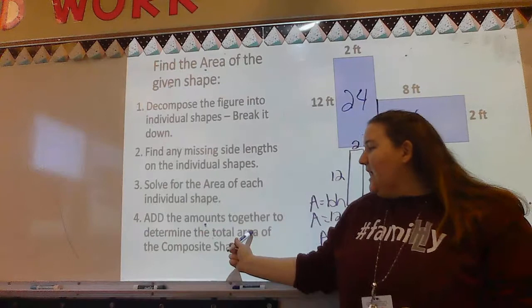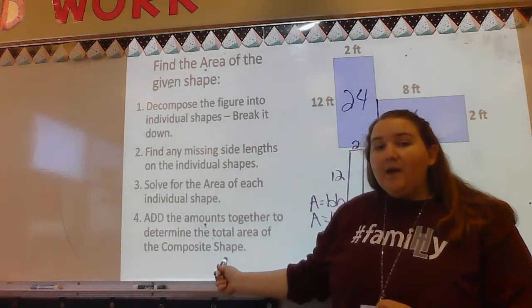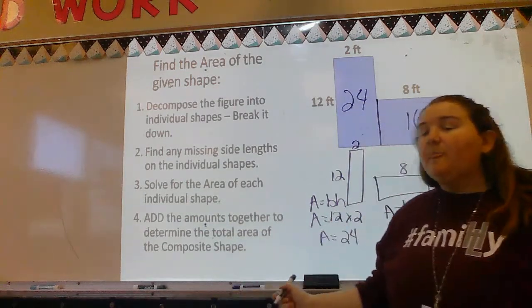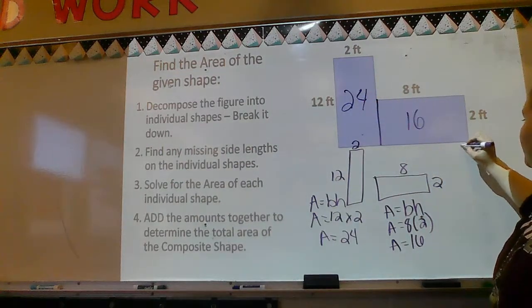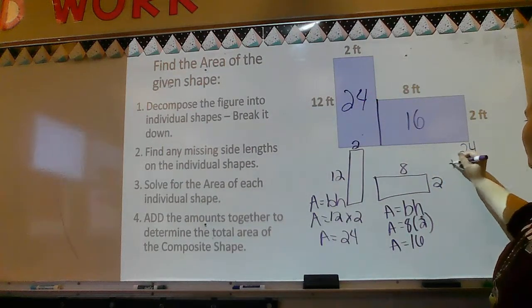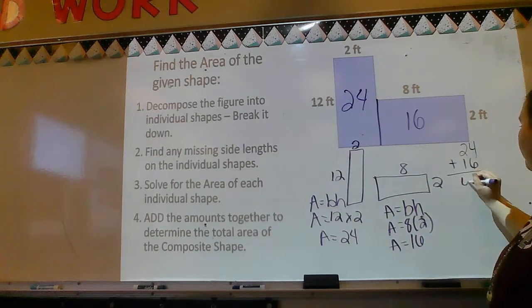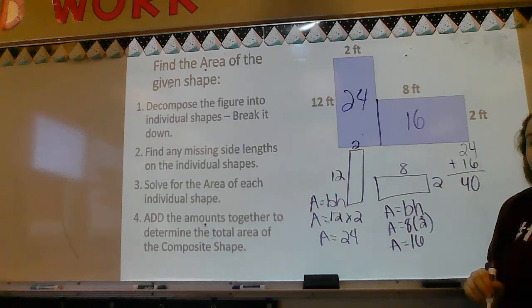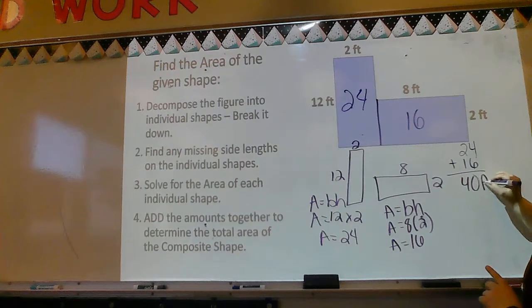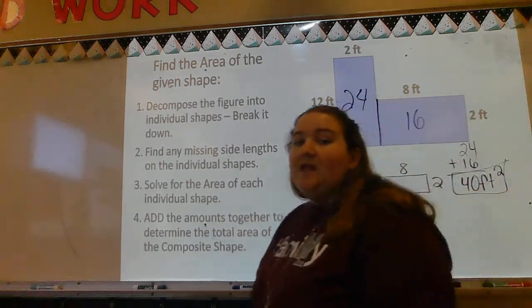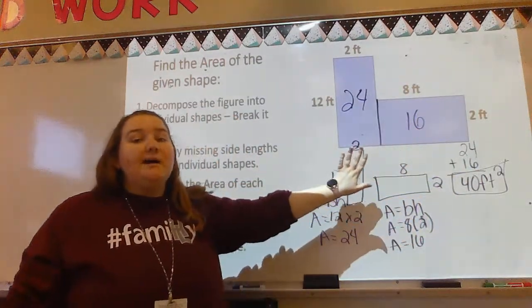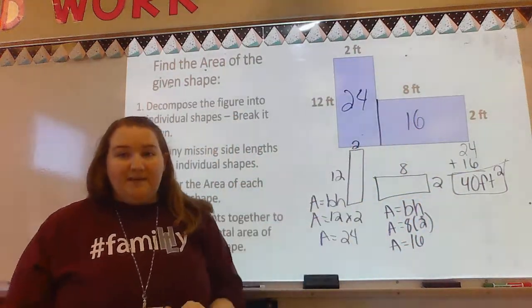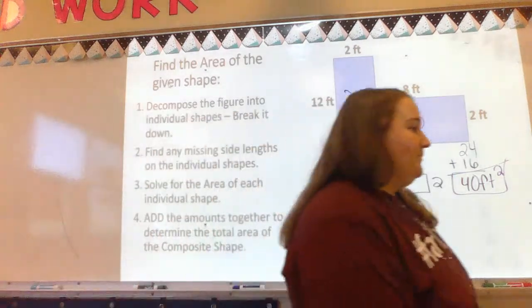Add the amounts together to determine the total area of the composite figure. So this one and this one, we're going to add them. So 24 plus 16 equals 40. And because this is area, it is feet squared. 40 feet squared. So the area of the entire composite figure is 40 feet squared. Okay, let's do another one.